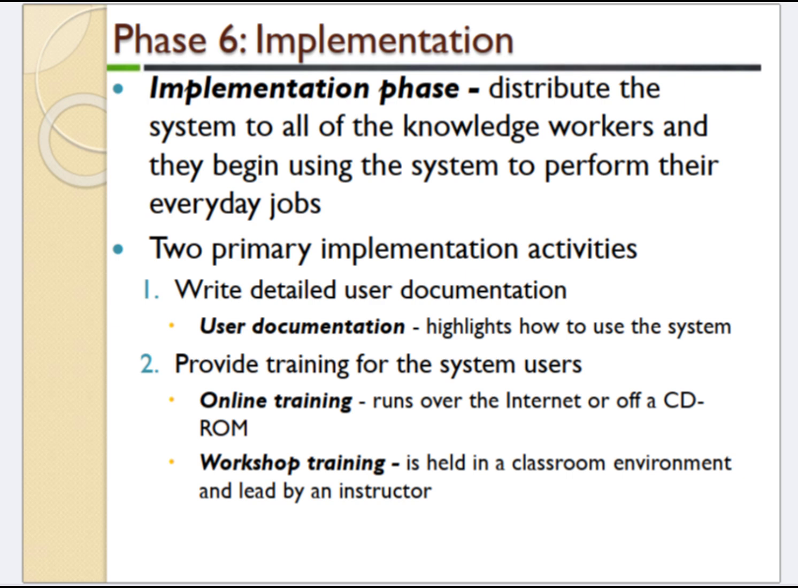Phase 6. Implementation. In the implementation phase, distribute the system to all of the knowledge workers and they begin using the system to perform their everyday jobs. Primary implementation activities: 1. Write detailed user documentation. User documentation highlights how to use the system. 2. Provide training for the system users. Online training runs over the internet or off a CD-ROM. Workshop training is held in a classroom environment and led by an instructor.